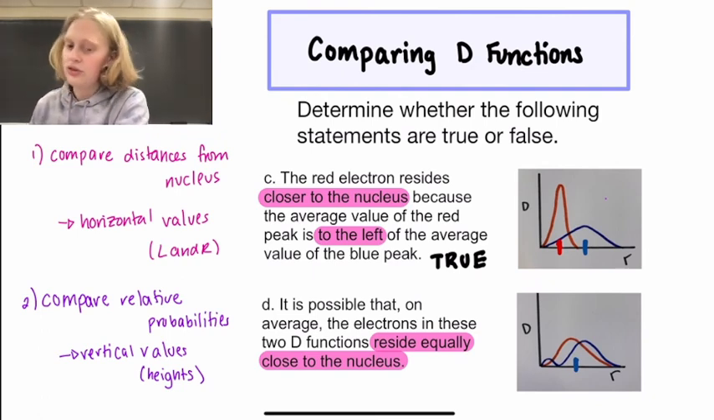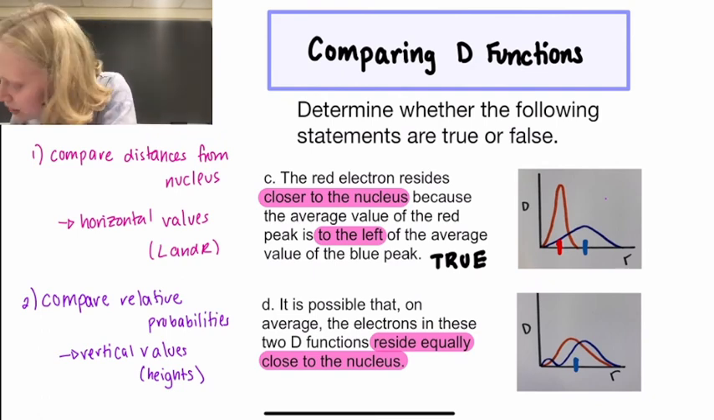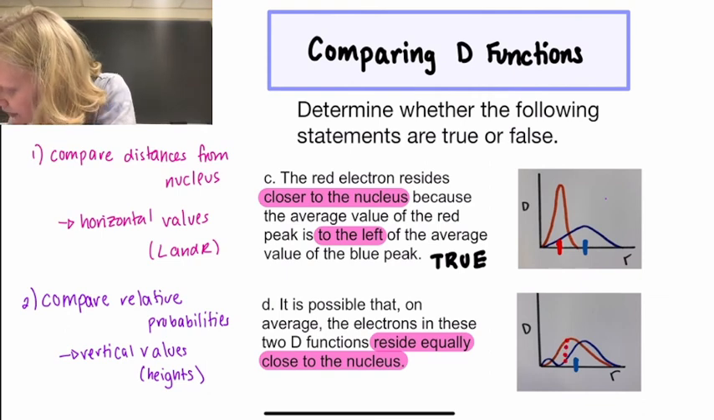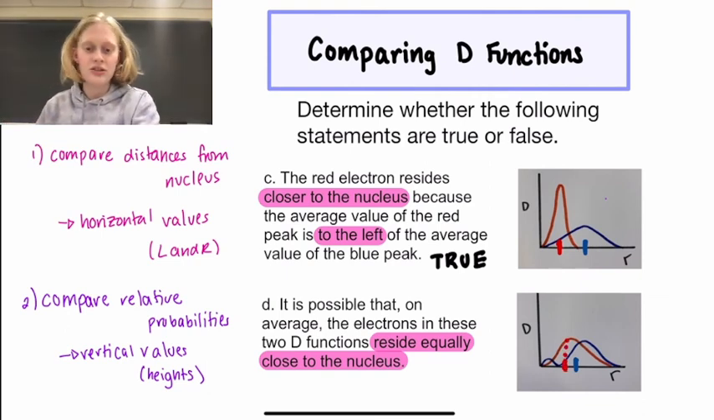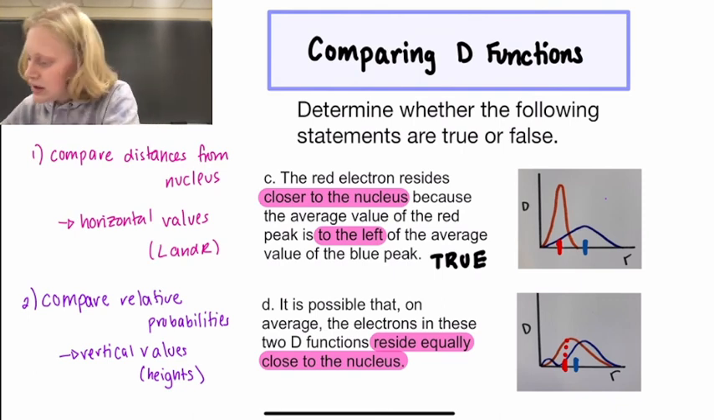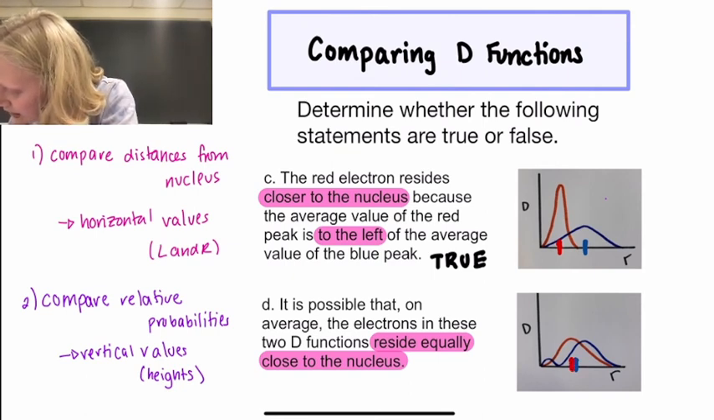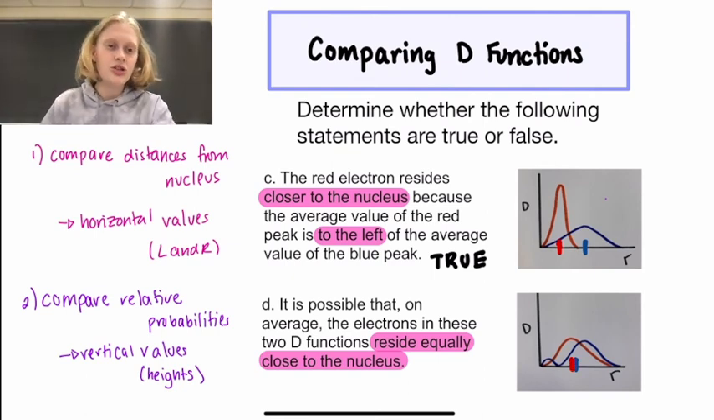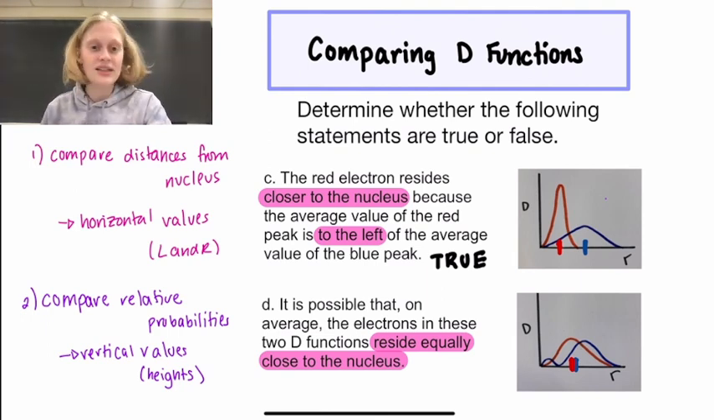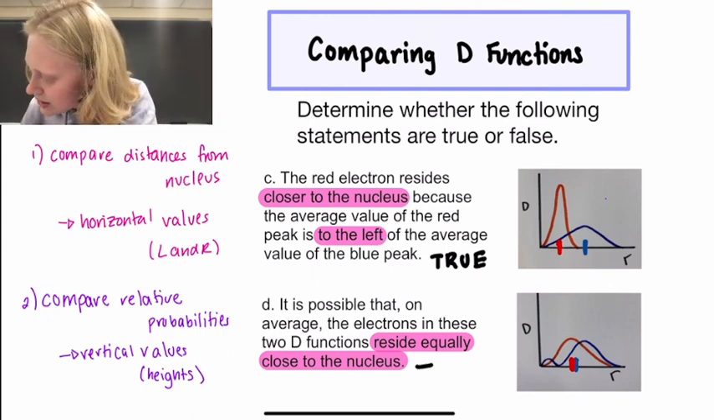Looking at the red function, similarly, you might be tempted to put the average value of the red function right here under the highest point. But it actually is shifted to the right because you can see we have more area on the right side than on the left side. So the actual average value is right about here. Since these are just rough estimates, it is entirely possible that on average, the electrons in these two d functions reside equally close to the nucleus. So this statement is also true.